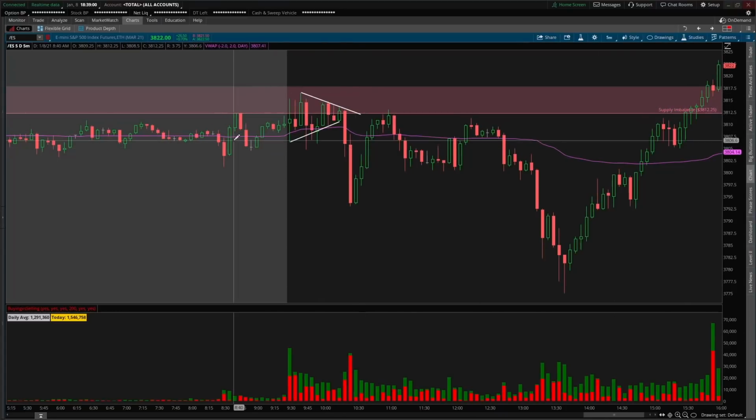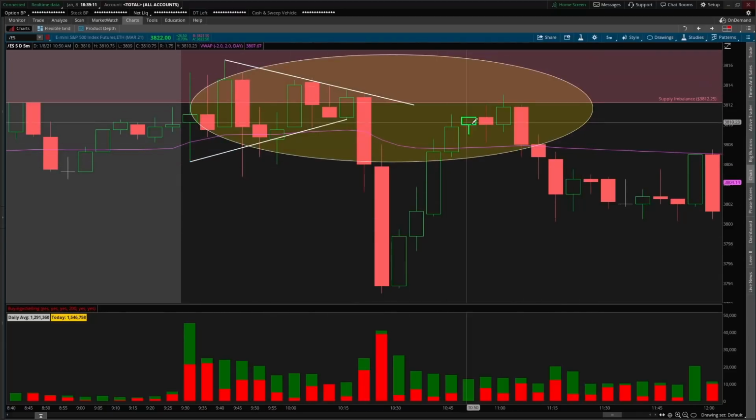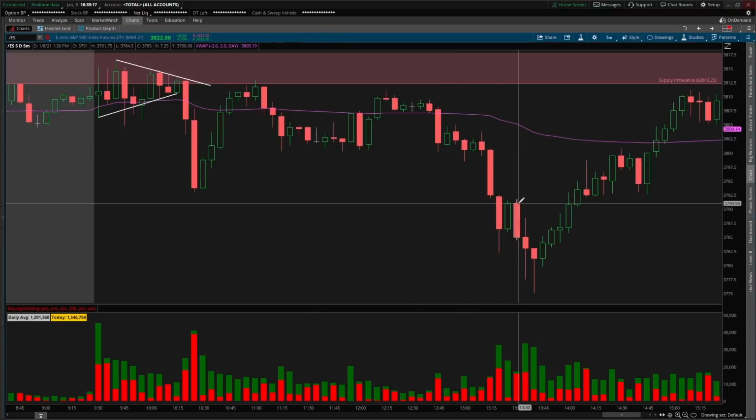And we actually reversed perfectly up into the supply zone that we created this morning. So because of this move down, this area, which I'm just going to mark as an oval instead of a rectangle, created supply, and boom, we rejected the supply as well after a retest. Supply inside of supply. Again, you have to use it in context.